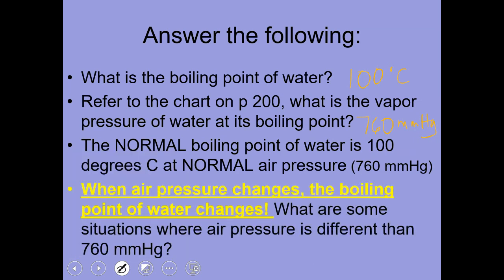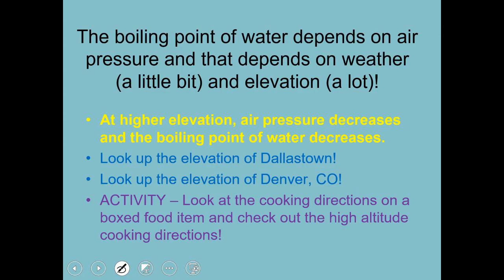So when air pressure changes, you get a different boiling point. So think about it. What are some of the situations where air pressure is different than 760 millimeters of mercury? As you were thinking, if you were thinking about weather, like when the weatherman talks about high and low pressure, or elevation, which is a big one. That affects air pressure a lot, okay? These types of changes, weather changes and elevation changes, do have an effect on the boiling point of water.